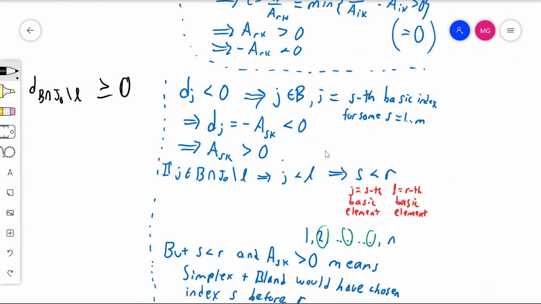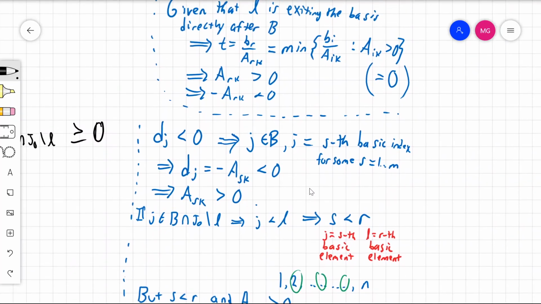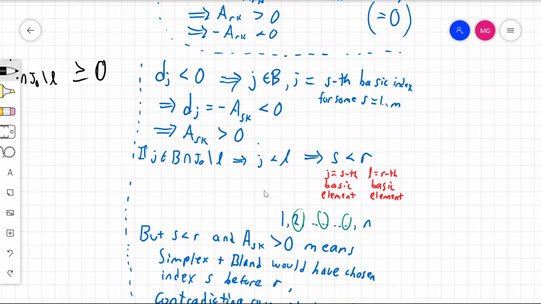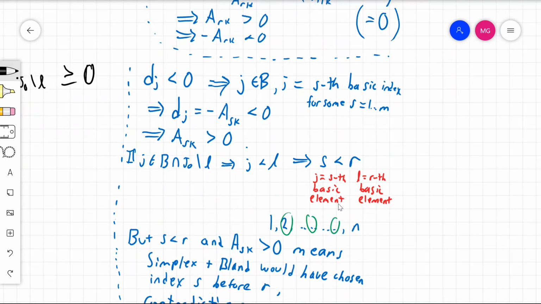Remember that it actually doesn't matter what the ratio is. Usually we're concerned with the minimum of these ratios, b_i over A_ik, where these A_ik are positive. But in this case, they're all zeros, because the amount we're boosting by is actually 0. So the minimum is 0, and so the only thing that we need to be concerned with is the A_ik.